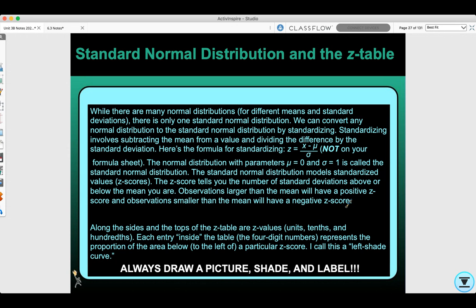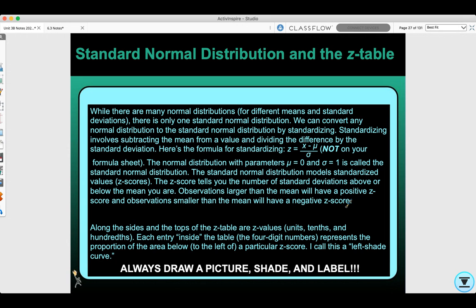Here's the formula for standardizing. Z equals x minus mu all over sigma. This is not on your formula sheet, so this is something you will need to know. The normal distribution with parameters mu equals 0 and sigma equals 1 is called the standard normal distribution. The standard normal distribution models standardized values, z-scores.